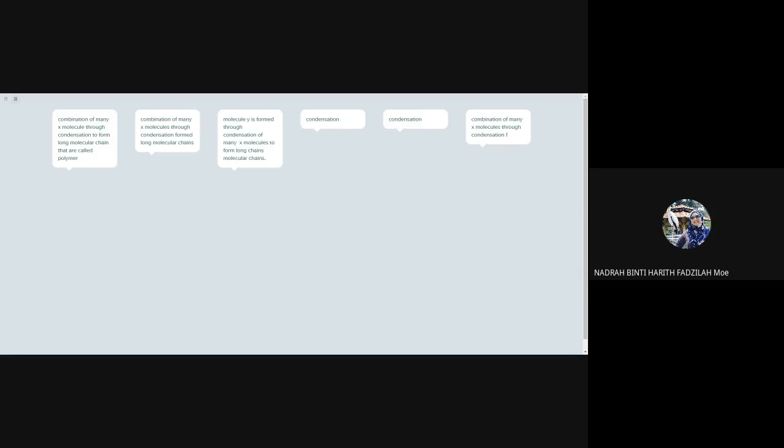Okay. So kalau kita sebut condensation saja baru dapat satu markah ya. Kita kena sebut apakah substance yang mengalami condensation tu. So substance yang mengalami condensation tu X molecule. So many X molecules undergo condensation to combine with each other to form long chain molecules. Satu sampel jawapan saya dah letakkan dalam Telegram ya.